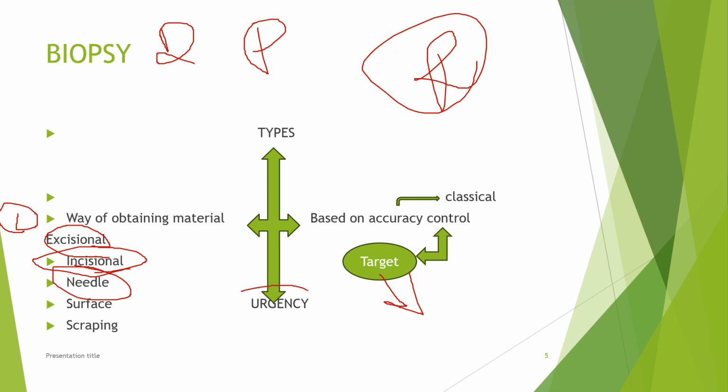According to the urgency, we have two types. The first one is emergency, and the second one is planned. Like operations, an emergency operation needs emergency treatment, and a planned operation can be done after a few days or a few months, according to the severity. So, according to the operation requirement or the severity of the disease, biopsies are also classified into emergency and planned.